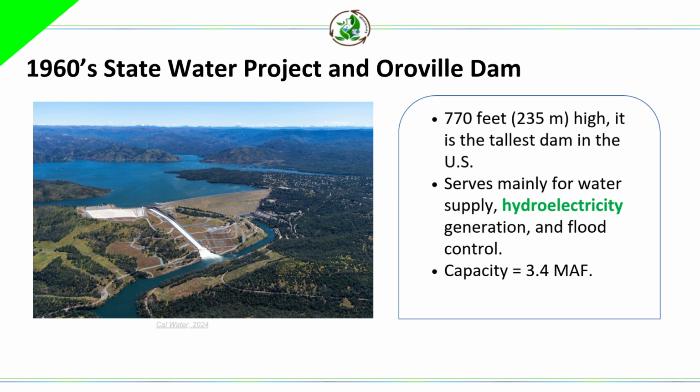It stands 770 feet, or 235 meters, tall, making it the tallest dam in the United States. The dam has three main purposes: providing water supply, generating hydroelectric power, and controlling floods. Its capacity is 3.4 million acre-feet of water, which is a huge amount, enough to supply millions of people and farms. Think about that for a moment. This single structure stores and moves massive amounts of water, helping cities and farms across California while also producing electricity.